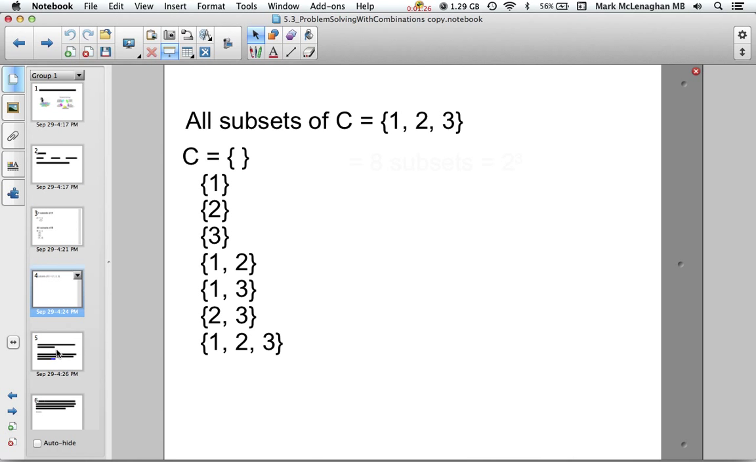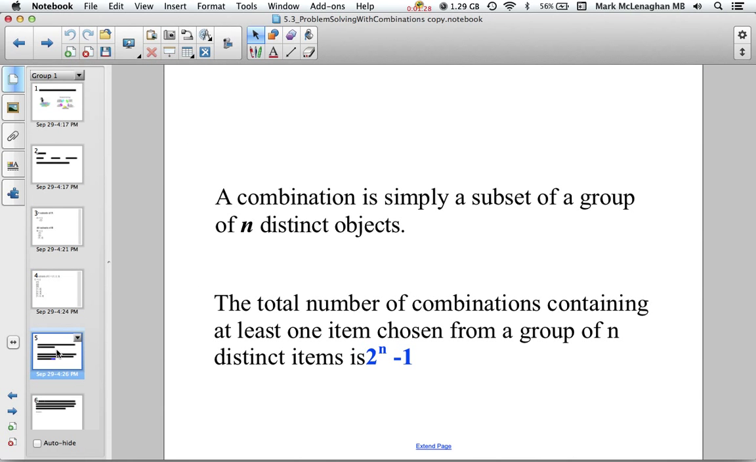So if you're keeping track and counting, a combination is simply a subset of a group of n distinct objects. The total number of combinations containing at least one item chosen from a group of n distinct objects is 2 to the n minus 1. The reason why we subtract 1 is because we said at least 1. That means we can't have the null set. So that's why we subtract 1, to take out the combination that is the null set.